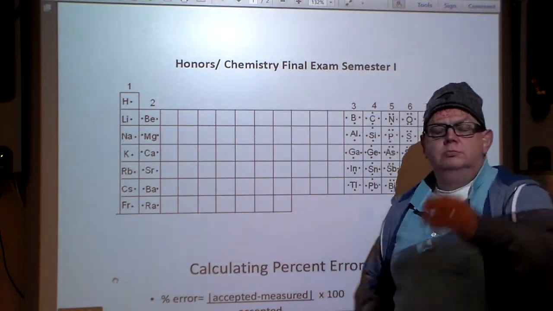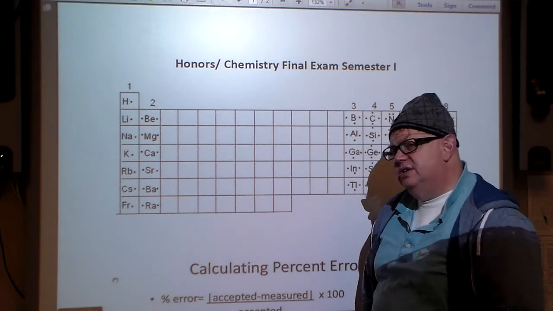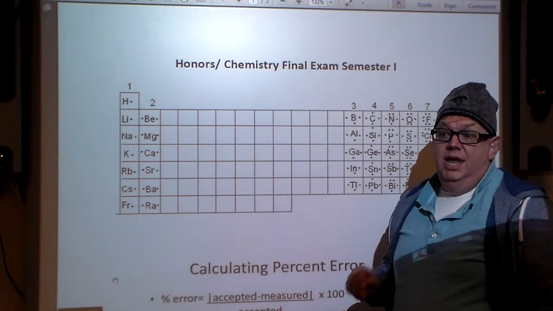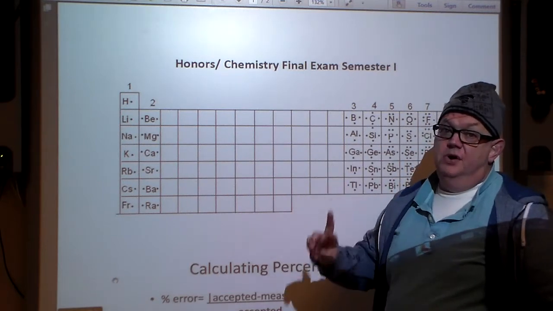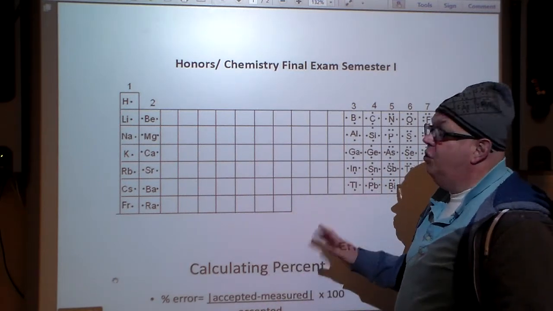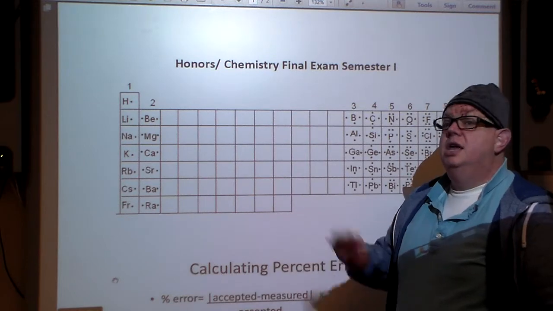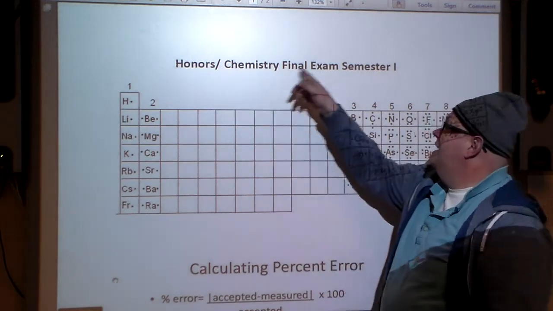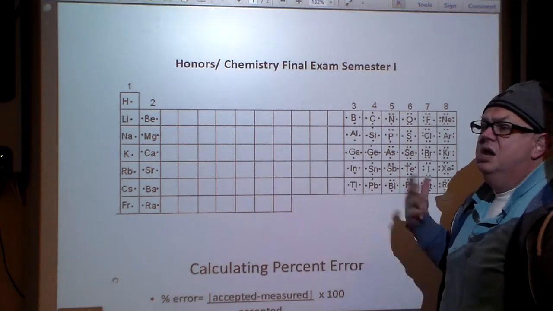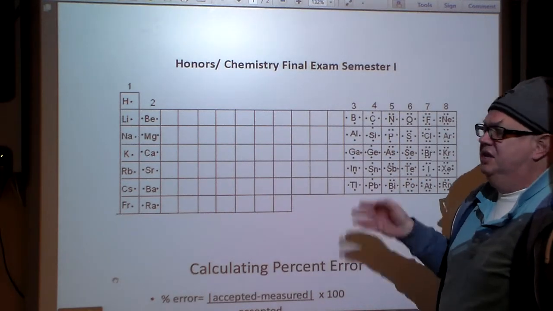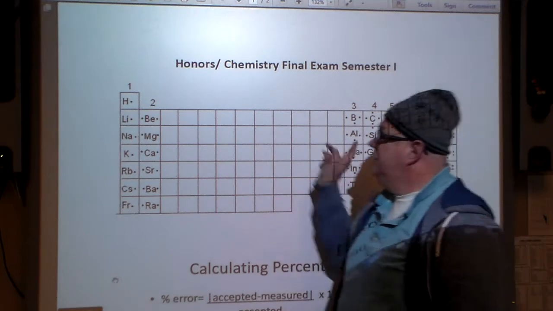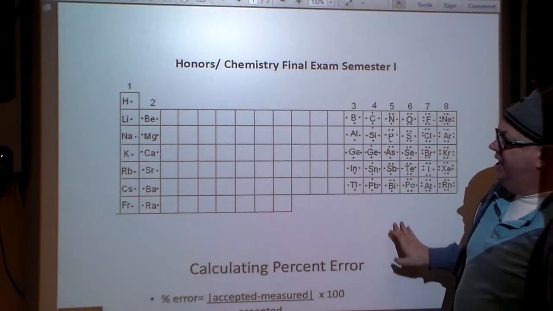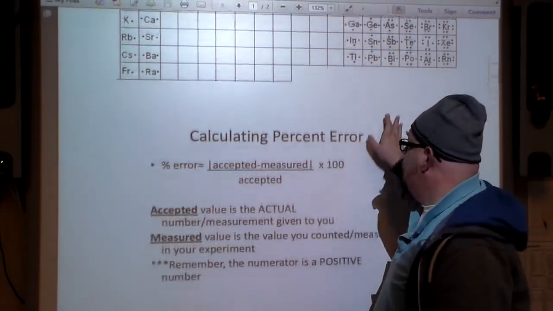Chem Review, Semester 1, Final Exam, 2018. What you guys are going to get is a formula sheet that's front and back, full of formulas, full of information, in addition to your periodic chart. That's why it says Honors/Chem Final Exam Semester 1, because you and HChem are getting the exact same thing. So, first things first, you got your valence electrons around the atoms, so you can do Lewis dot structures.